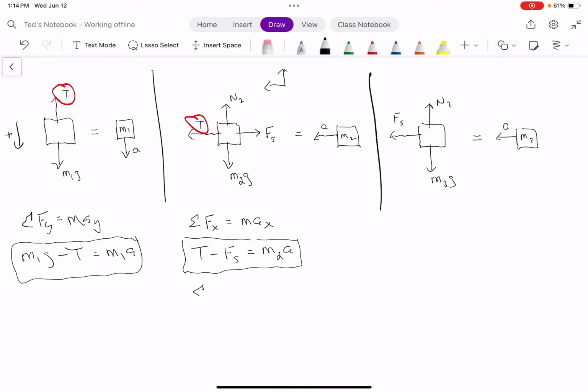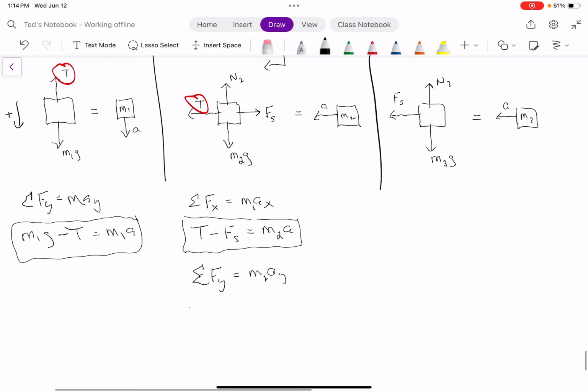And if I add up all the y components of all the forces, I should get mass times the y component of the acceleration. So that's normal force 2 minus m2g is equal to, and the y component of the acceleration for this mass is 0 because it does not point up or down at all. So that's 0.